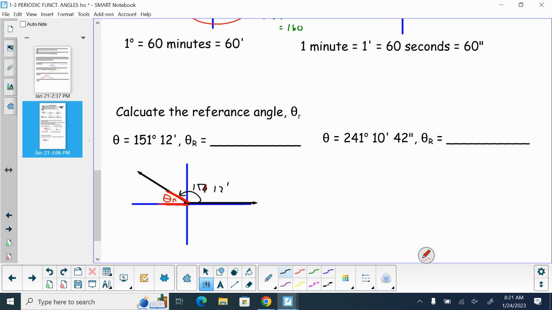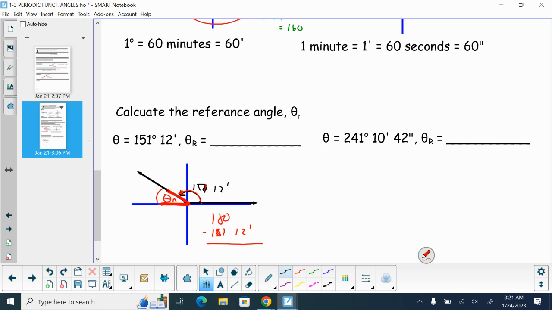Courtney? What would we have to do to calculate this? I rotate 151 degrees, 12 minutes. I want to find this angle here. What do you think we should do? Don't do calculations yet. Anybody, what do we have to do here? 180 minus 151 degrees, 12 minutes.